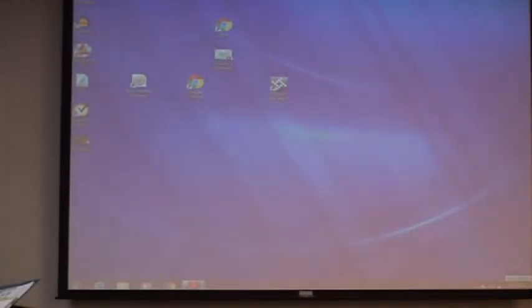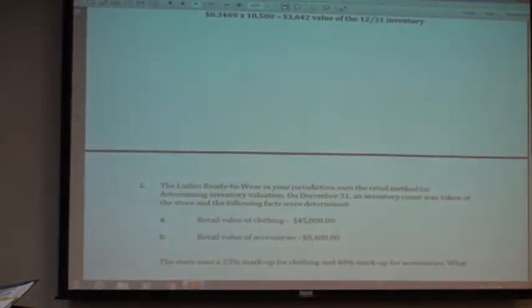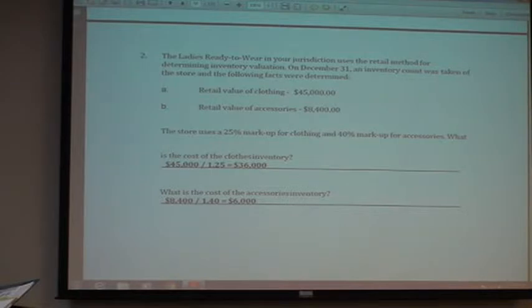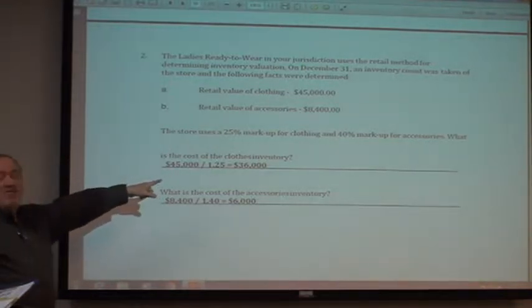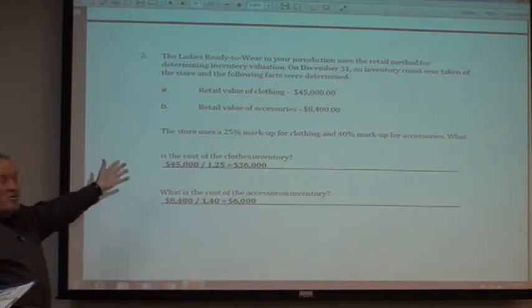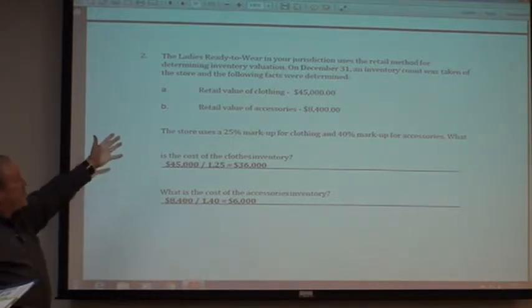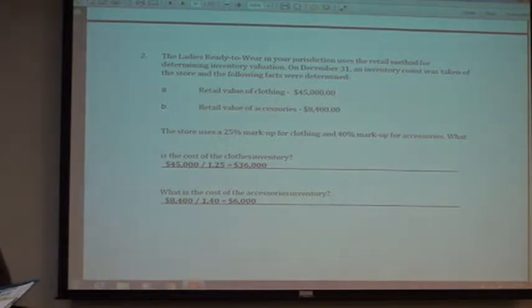Everybody get it? What you did, all you took is the 45,000 divided by the 1.25, and that gives you 36,000. You want to check it? Take the 36,000, you put a 25% markup on it. You're going to add 9,000, you get 45,000. And you took the retail value of accessories at 8,400 divided by 1.4. You can multiply 40% times the 6,000, will give you 2,400. Added back, will give you the 8,400 retail. There's ways of checking. You can check these problems of this type back and forth.